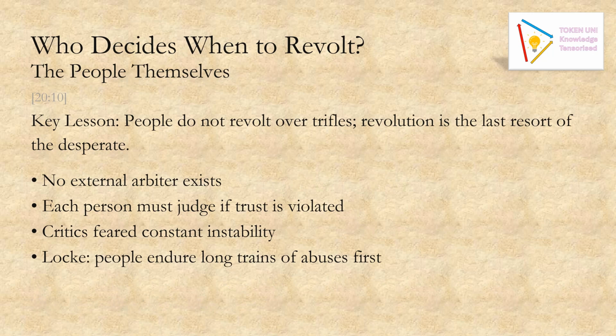Who decides when the threshold is crossed? The people themselves. There is no external arbiter. Each person must judge whether the government has violated its trust and act accordingly. This worried Locke's critics, and rightly so. If everyone can decide when revolution is justified, the result might be constant instability. Every malcontent, every faction, every zealot with a grievance might claim the right to overthrow the government. Hobbes' chaos looms. Locke has several responses.